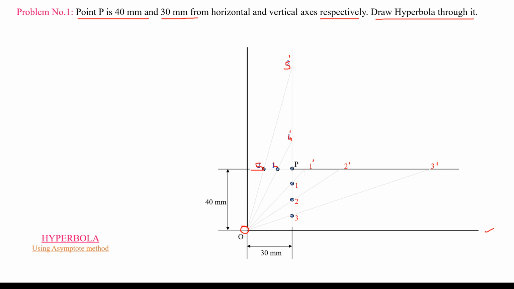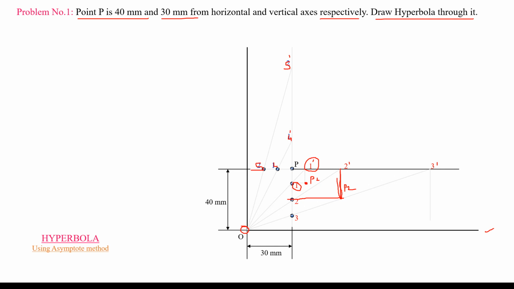Now after this you will be drawing a vertical line parallel to the y asymptote, that is your vertical axis, from 1 dash, and then a horizontal line parallel to your horizontal axis from point 1. These two perpendicular lines will intersect at some point. You name that point P1. Similarly, for the second point, you draw a line parallel to the vertical asymptote, and then a horizontal line from point 2. It will give you the P2 point.